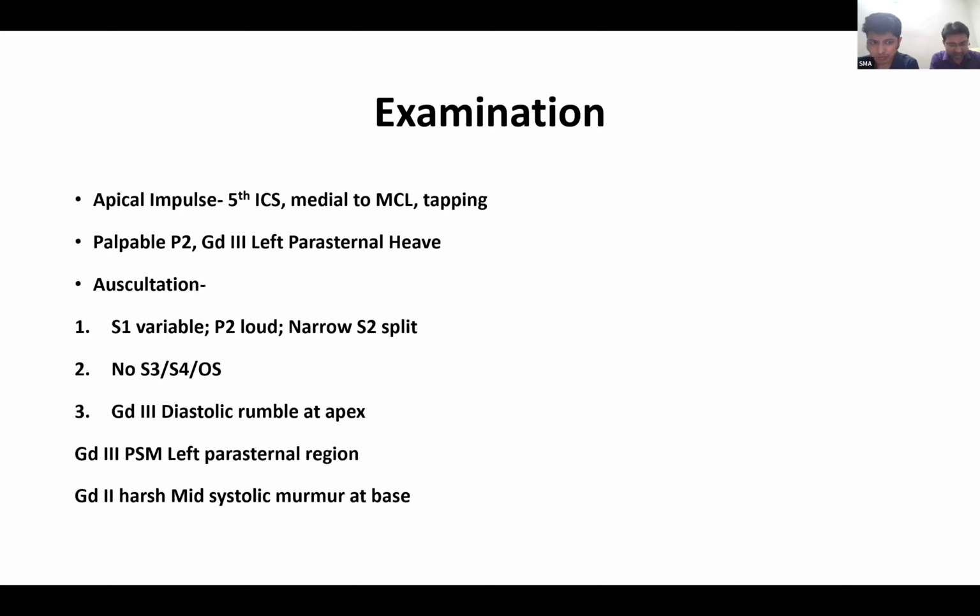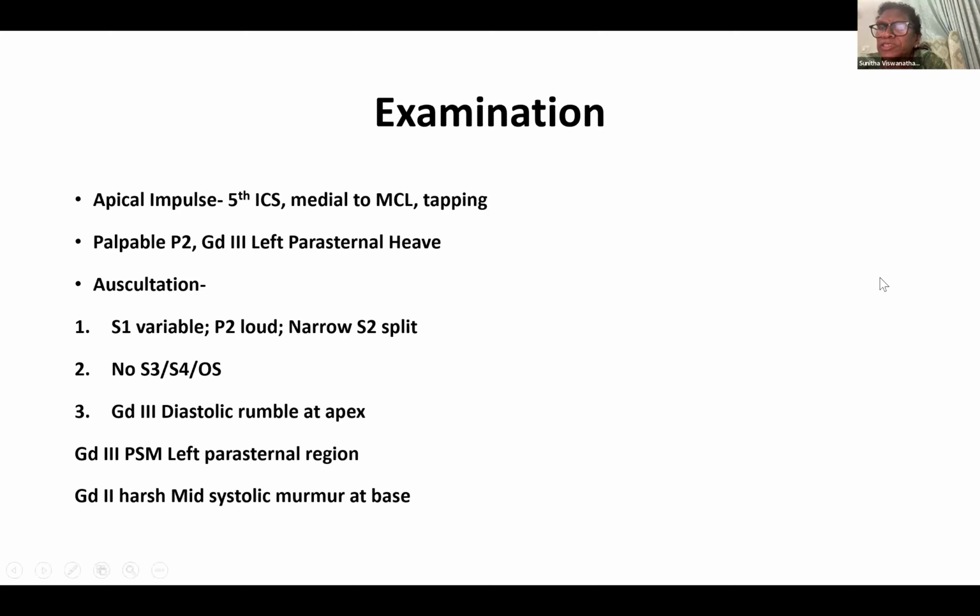What is harsh? What does harsh mean? This is a character of AS. What does it mean? What is the frequency? It's not a character of AS. You can have a harsh, rough and rumbling murmur for mitral stenosis. Harsh means mixed frequencies, plus low frequency. That's the one which produces the harsh component.